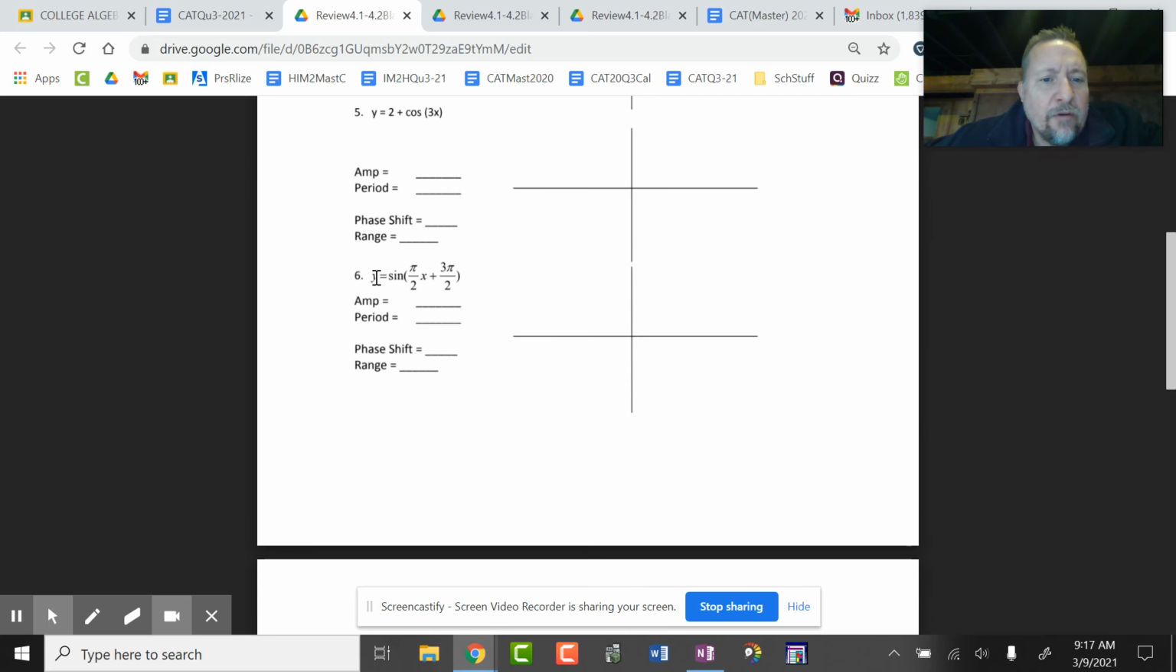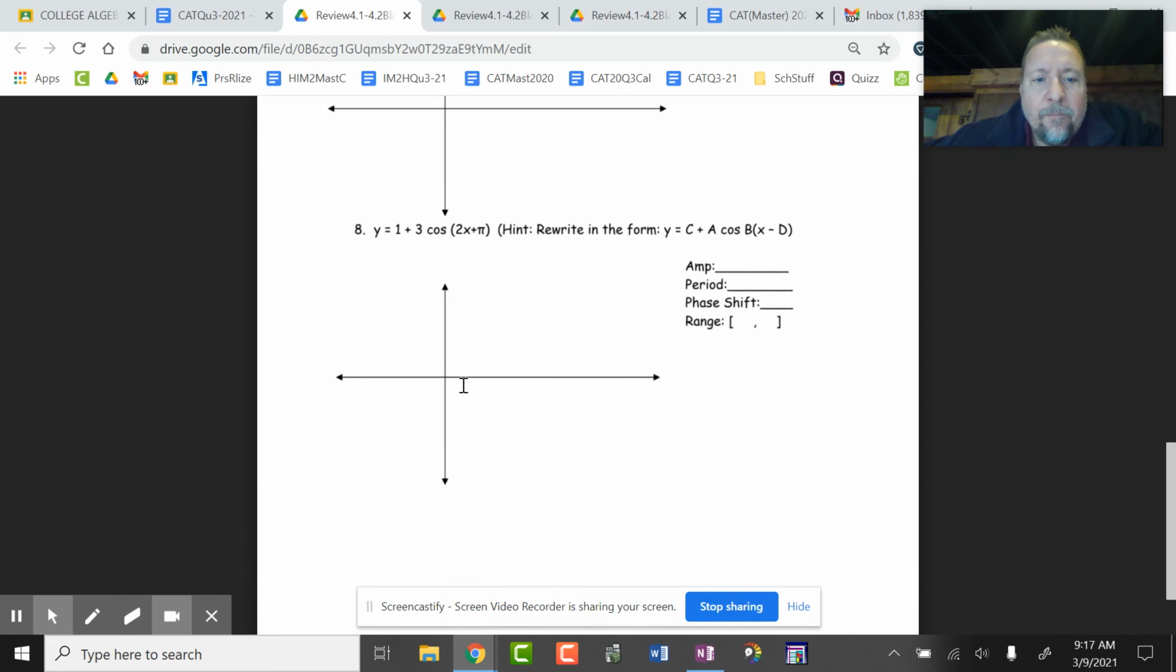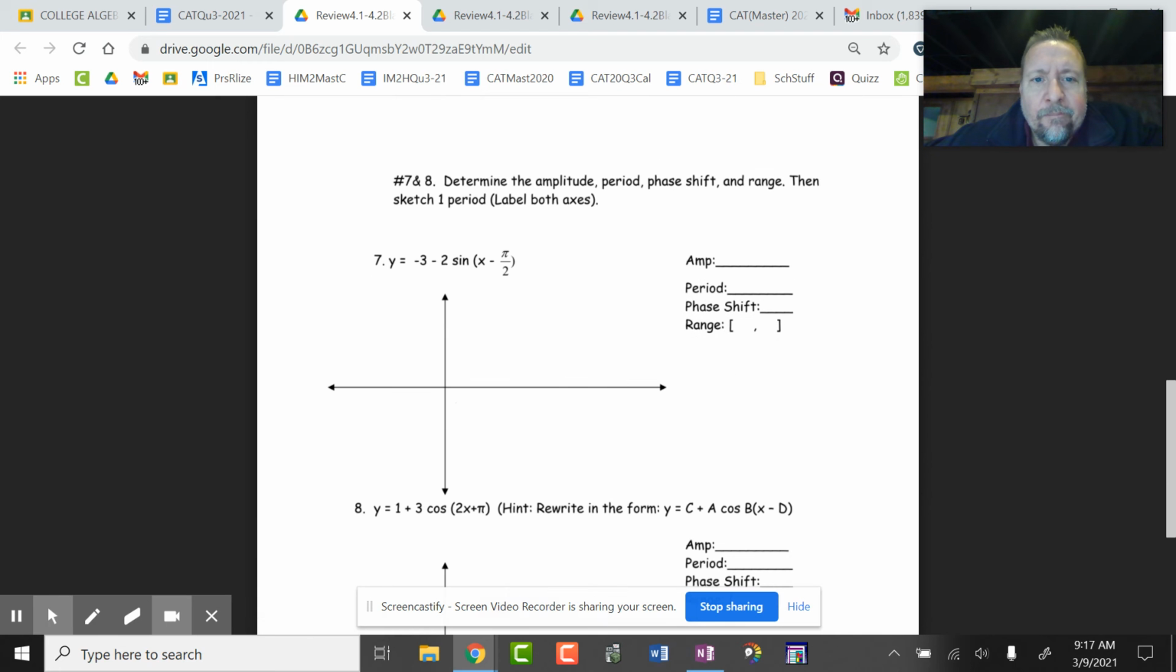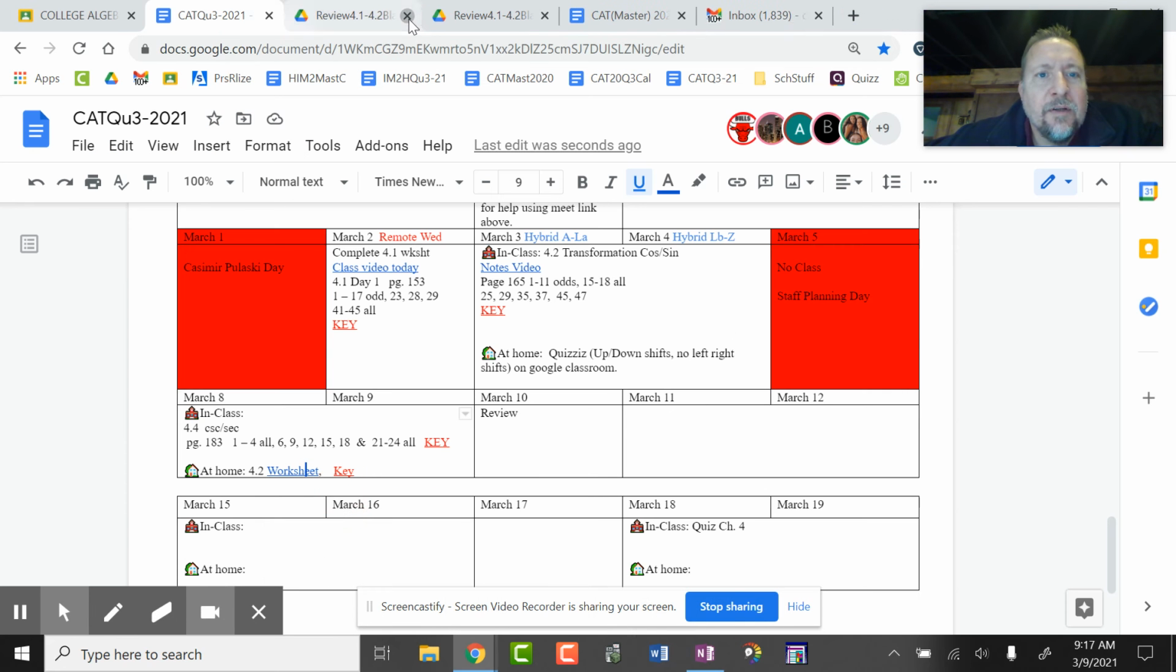And I took one of them. I took this number 6 off the worksheet, and we're going to start with that. And then 7, 8, 9, or 7, 8. I thought there was a 9. That's even easier. Sketch 1 period, because we do have those right-left shifts in both of them. Close that off. So I took number 6 from that worksheet.